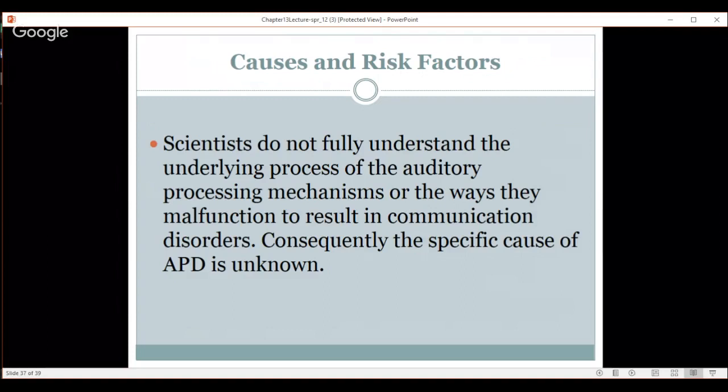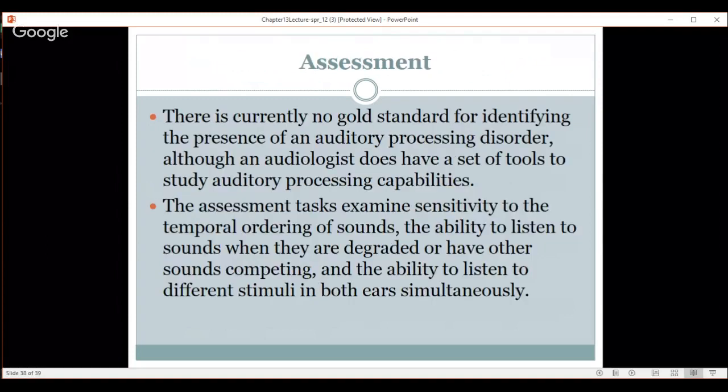Scientists do not fully understand the underlying process of the auditory processing mechanisms or the ways they malfunction to result in communication disorders. Consequently, the specific cause of APD is unknown. In assessment, there's currently no gold standard for identifying the presence of an APD, although an audiologist does have a set of tools to study auditory processing capabilities. The assessment tasks examine sensitivity to the temporal ordering of sounds, the ability to listen to sounds when they are degraded or have other sounds competing, and the ability to listen to different stimuli in both ears simultaneously.